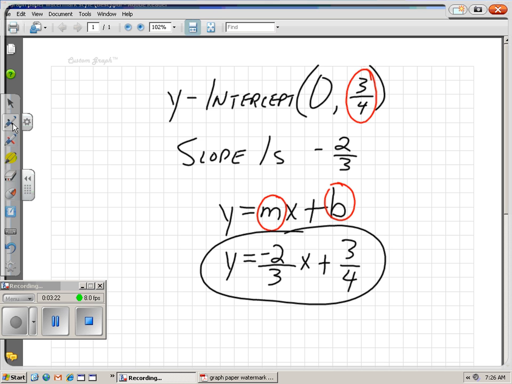So that means it crosses the axis at 3/4. That's not a big deal, okay? It's a fraction, but it's on the graph. It's not quite 1 full step up. So it crosses the y-axis at 3/4 and it goes down 2 steps and 3 steps over. That would be a little hard to graph, but it does exist.